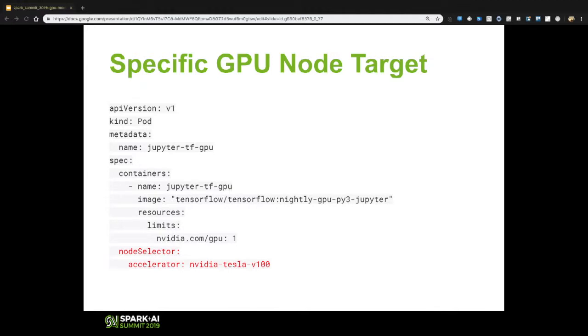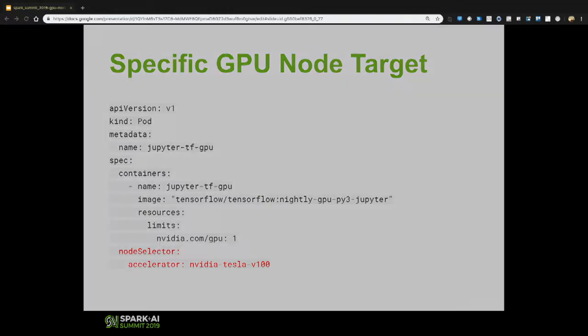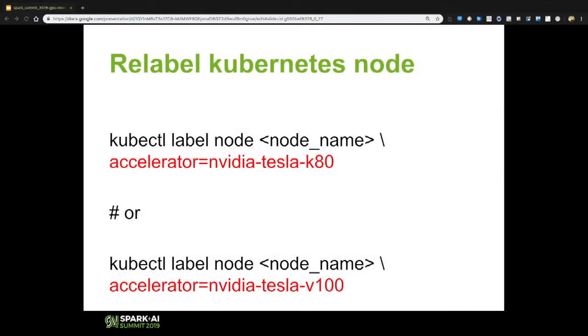Let's say you have different types of GPUs. Let's say you have a V100, which is more expensive, and then you have the K80, which is less expensive. And then for the more critical, more important stuff, you want to schedule on the V100, and then the less critical, you schedule on the older GPU. You could use node selectors and select which GPU type you want to use in Kubernetes. If your system admin hasn't set up good labels, you can relabel your Kubernetes nodes.